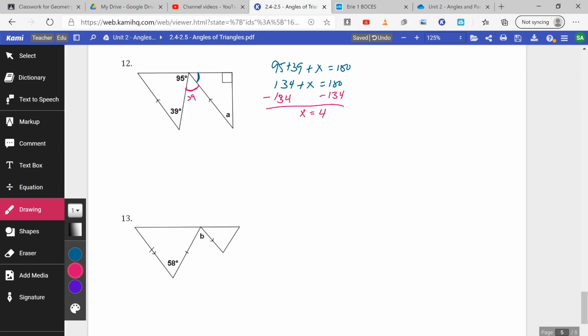And I get x equals 46. So this angle here is 46 degrees. And now we have a right triangle. And again, we learned that if I have a right triangle, the two acute angles will add to 90 degrees. So 46 plus a is 90. Subtract 46. A equals 44 degrees.